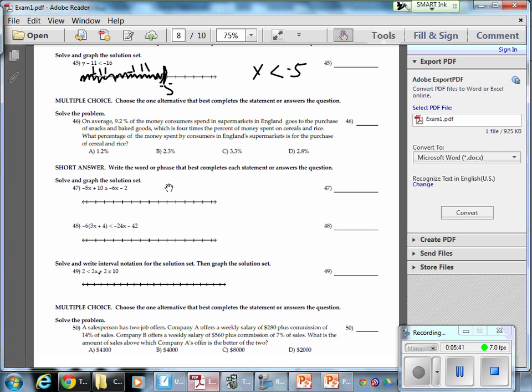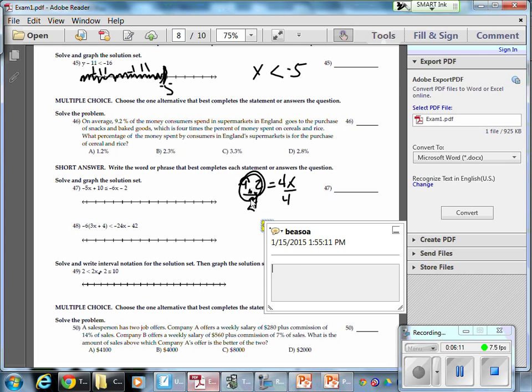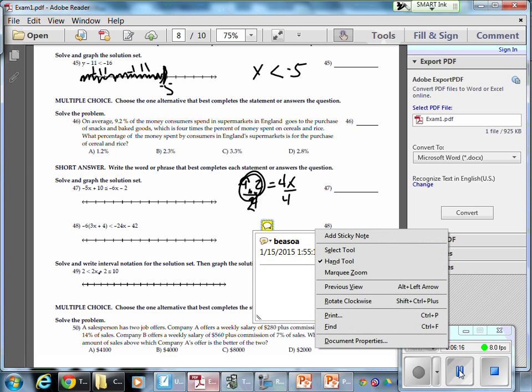All right, 46. On average, 9.2% of the money consumers spend in England goes to the purchase of snacks and baked goods, which is 4 times the money spent on cereal and rice. What percent of the money spent by consumers in England supermarkets is for the purchase of cereal and rice? Okay, 9.2 is 4 times what they spend on cereal and rice. I'll just call that X. So divide by 4. 9.2 divided by 4 is 2.3. So 2.3 should be X.